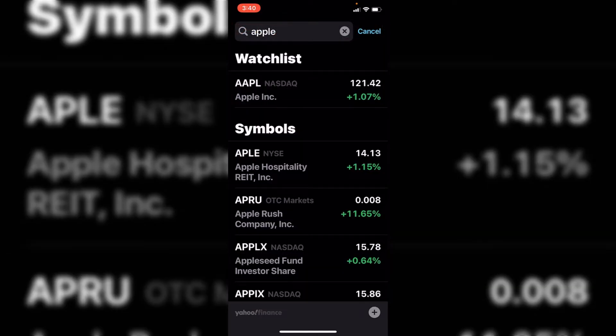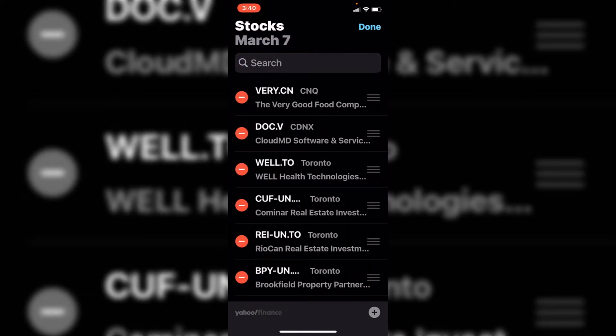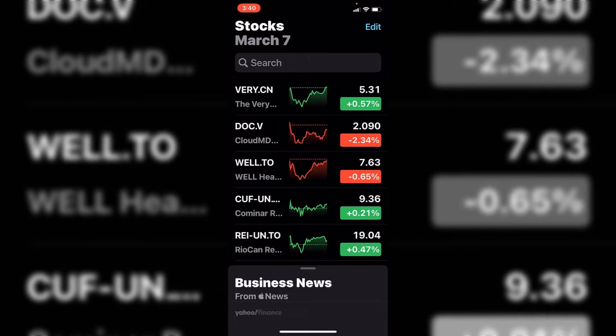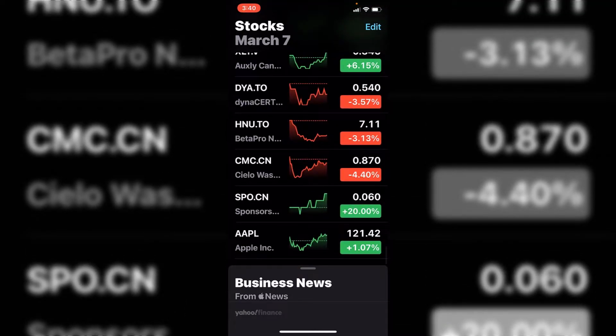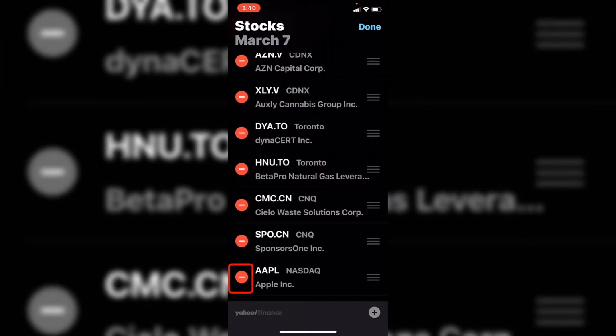When you add a new stock, it just goes to the bottom of the list. So if you want to take it up, you have to scroll down. As you can see, it is in the last option. So you're going to touch edit, and when you touch edit, you can remove any stock. As you can see, if I touch that minus button, it gives me the option to remove. But I don't want to remove, so I'm just going to touch it again.